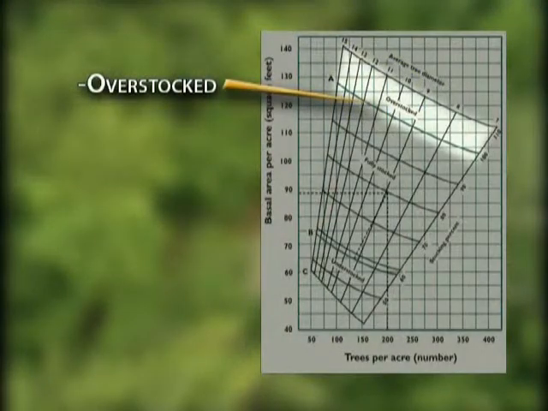Stands that are stocked above the so-called A line are overstocked. In this situation, the stand will grow slow because of competition for sunlight, moisture, and nutrients. Although many of the surplus trees will eventually die, it is a slow process. Overstocked stands should be thinned to increase tree growth on the desirable trees and to improve forest health.